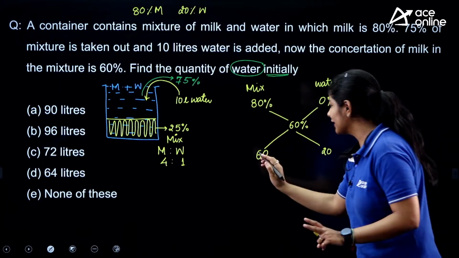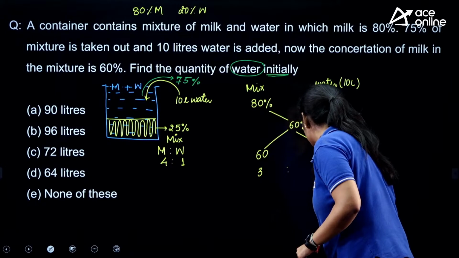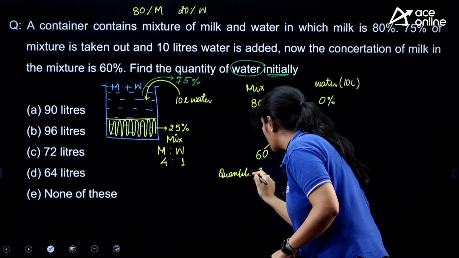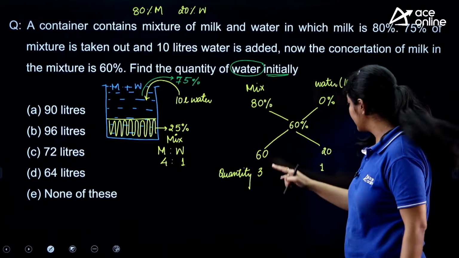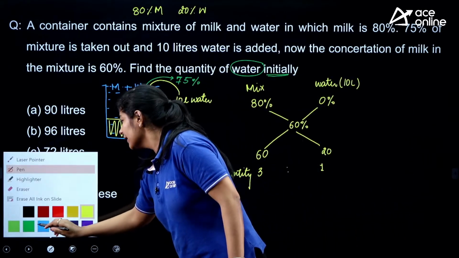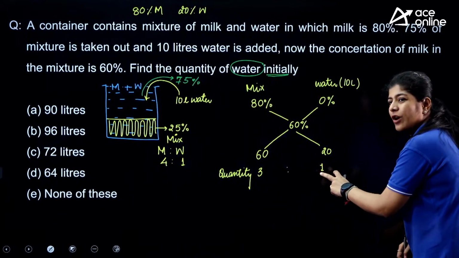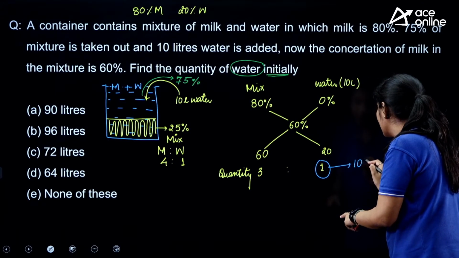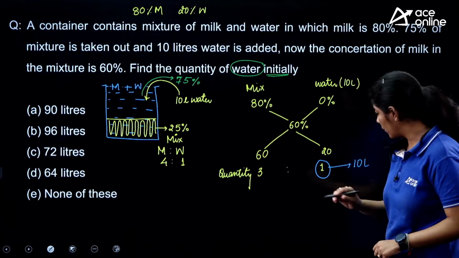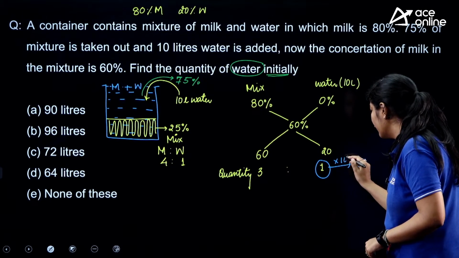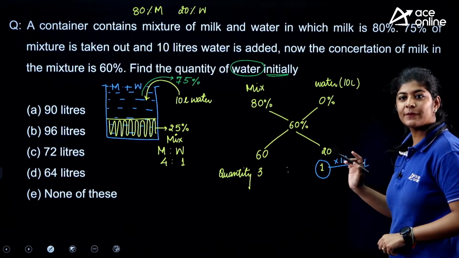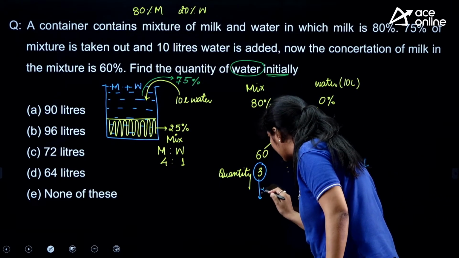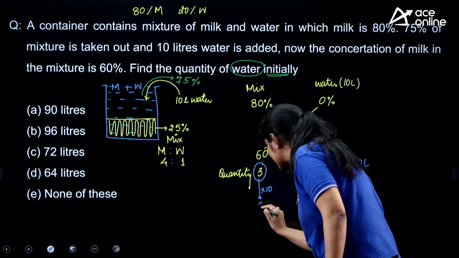So the ultimate quantity ratio that we are getting over here is 3:1. But the question is saying that we are actually adding 10 liters of water. That means it is present on the multiple of 10. If this value is present on the multiple of 10, then this value is also present on the multiple of 10. So this is 30.